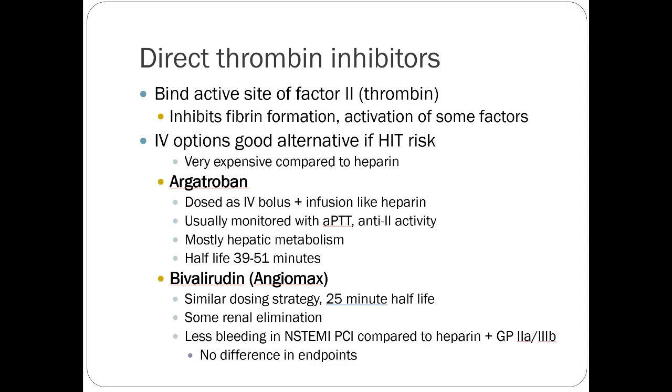So we have argatroban and bivalirudin. They're both very similarly dosed. You give and dose just like heparin. So you do a loading dose, you do an infusion, you monitor with something, usually even with argatroban, you're looking at APTT levels as well. The half-life's a little bit shorter with argatroban. It's a little bit shorter even still with bivalirudin, so there might be some advantages there if you have somebody.